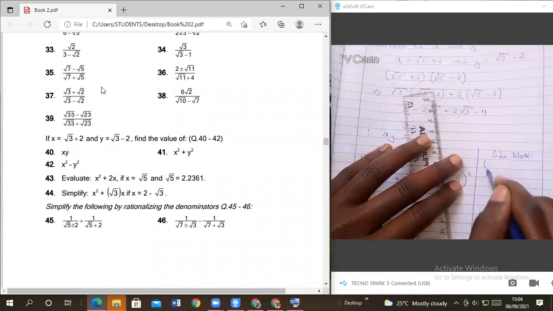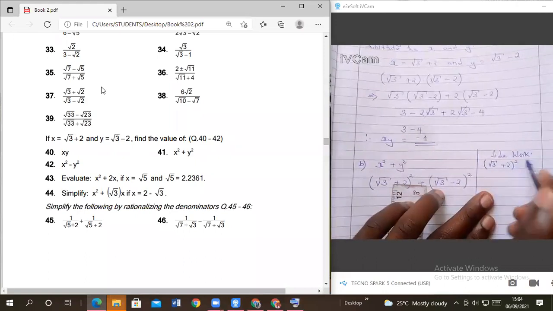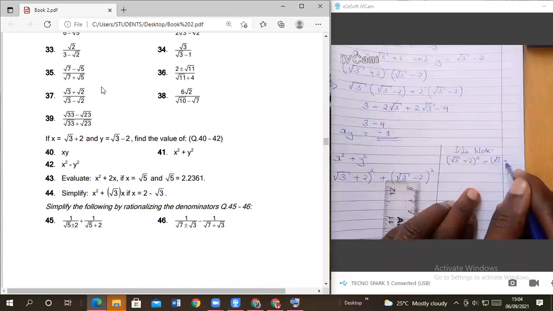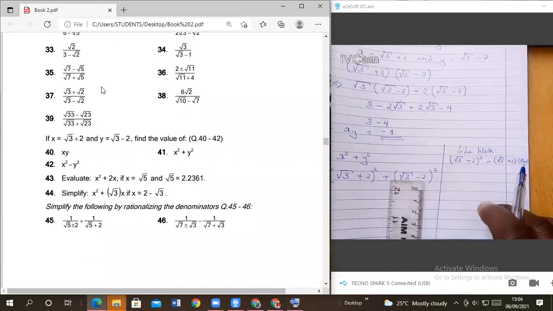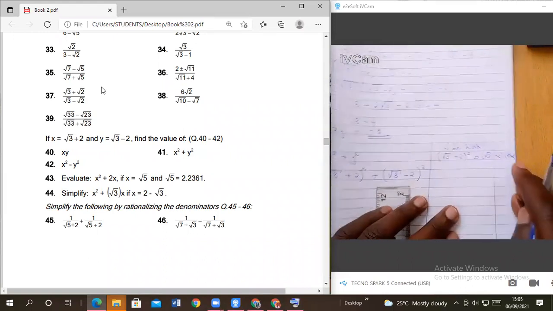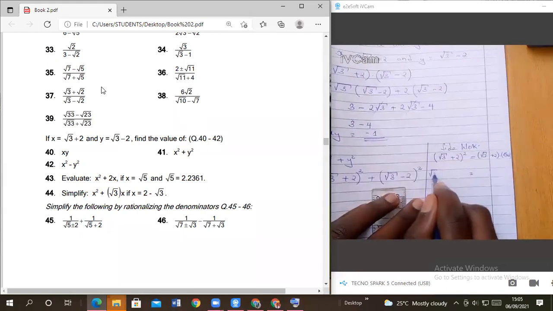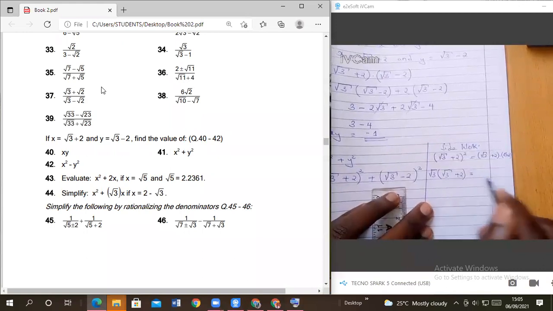We have root of 3 plus 2, but squared. This one means it's the same as root of 3 plus 2 times root of 3 plus 2. So we are multiplying root of 3 plus 2 how many times? 2 times. So what do we get there? This one will give us root of 3 into root of 3 plus 2, plus 2 into root of 3 plus 2. Not so?